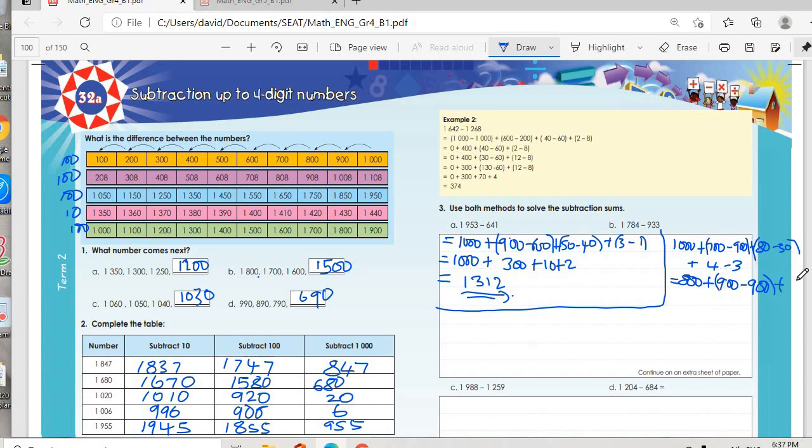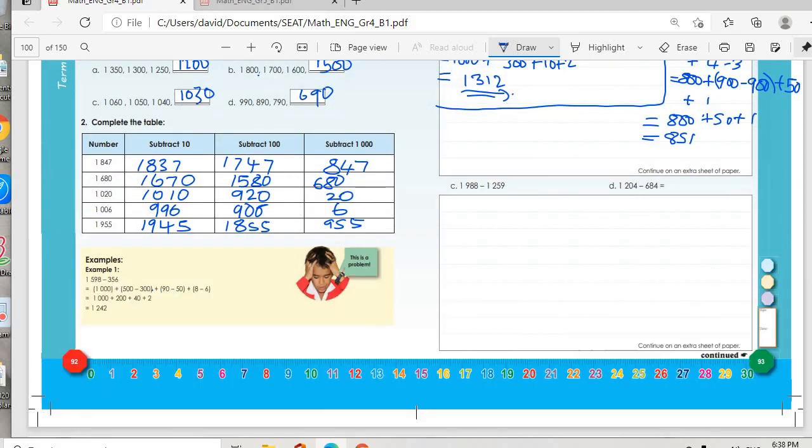Then plus 80 minus 30, it becomes 50. Then plus 4 minus 3 is 1. So the answer is gonna be 800, 900 minus 900 plus 0. Then plus 50 plus 1. So the answer is gonna be 851. Okay, so that's what we have there.